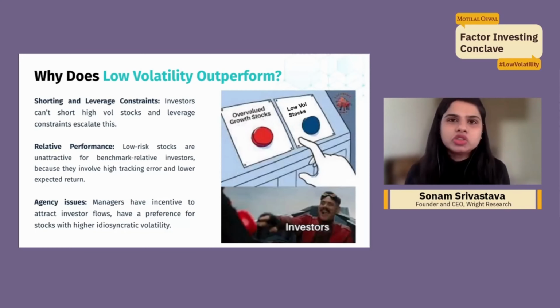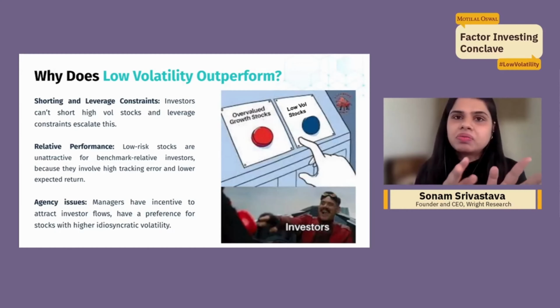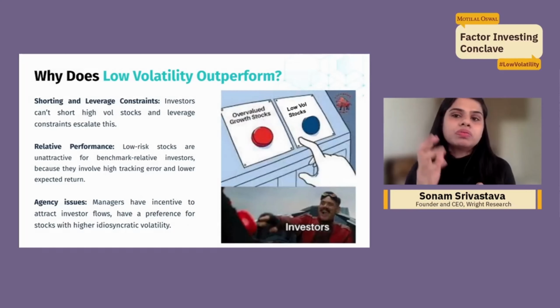because these high volatility stocks, which are very highly volatile, the small cap stocks, they cannot be shorted. There's a leverage constraint and things like that. So it is difficult for people to actually short high volatility and go for those, which makes people not being able to participate in the low volatility anomaly.